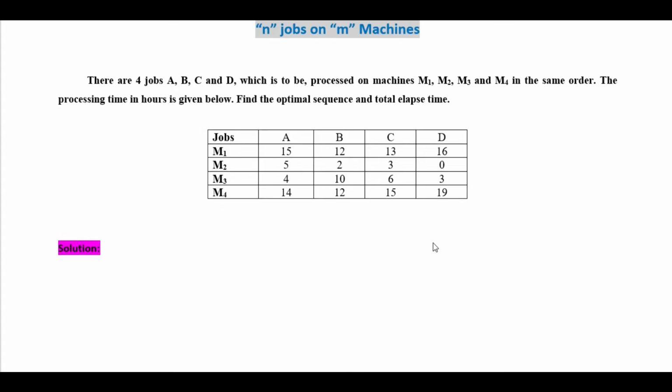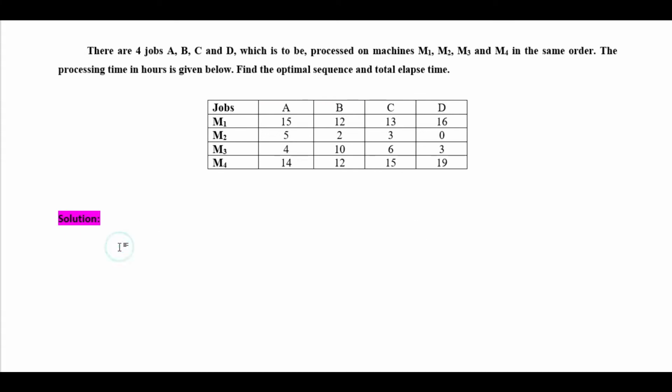Right. So we will move into the solution part. So here there are 4 machines and there are 4 jobs. First we have to check the inequality. There are two conditions. First one is to find out the minimum value of machine 1. The first condition is that the minimum value of machine 1 should be greater than or equal to the maximum value of machine 2 and machine 3.